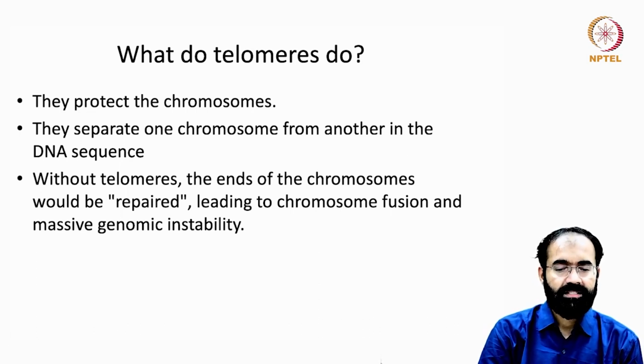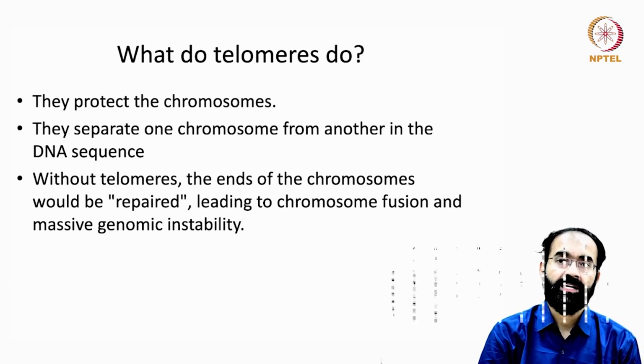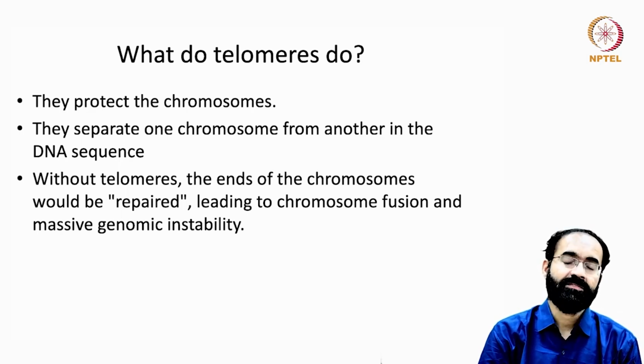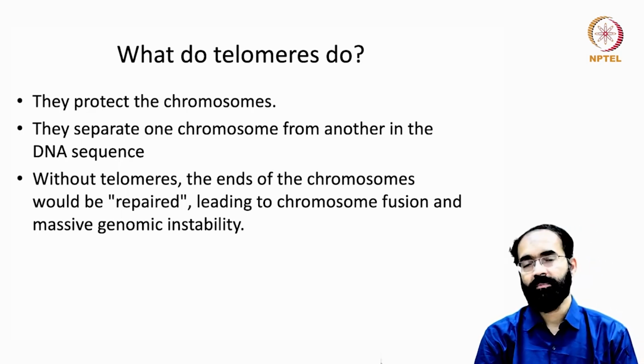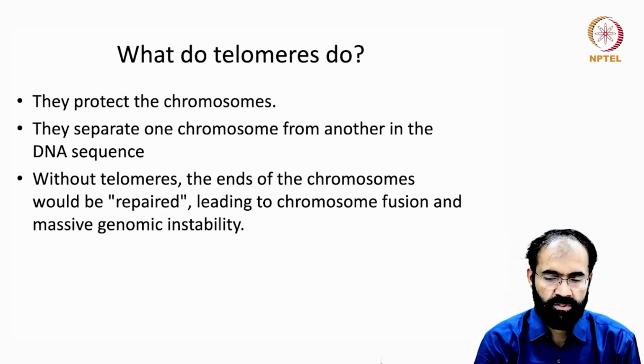Without telomeres, the ends of chromosomes would be repaired, leading to chromosome fusion and massive genomic instability. If a repeat sequence such as telomeres were not there, then the system will sense it as a damaged portion, and it will try to ligate it with another DNA fragment that is available in the cell. So you end up getting a huge chromosome.